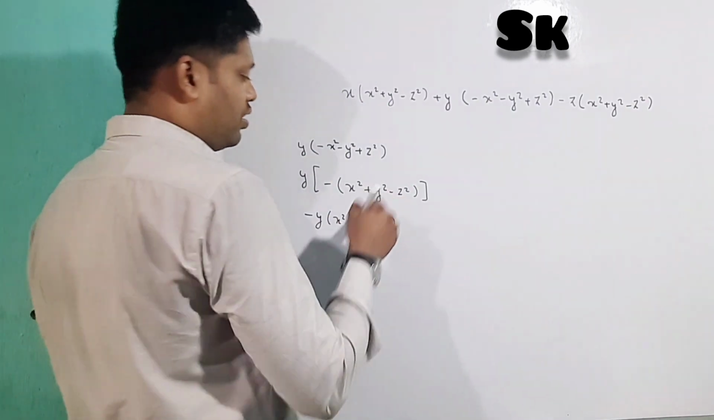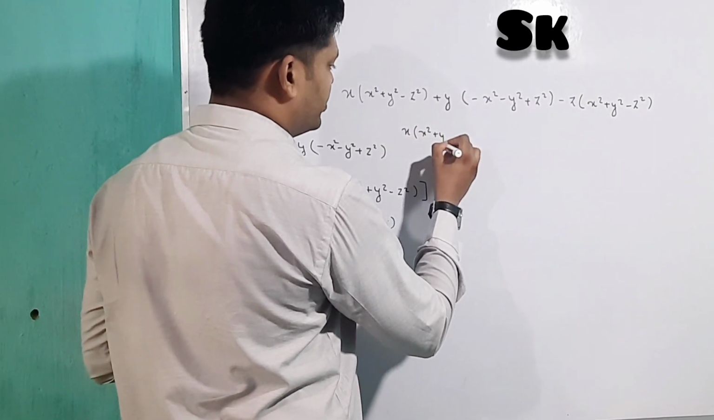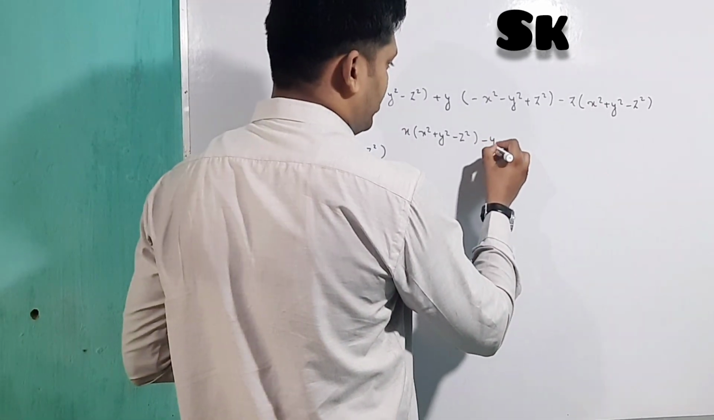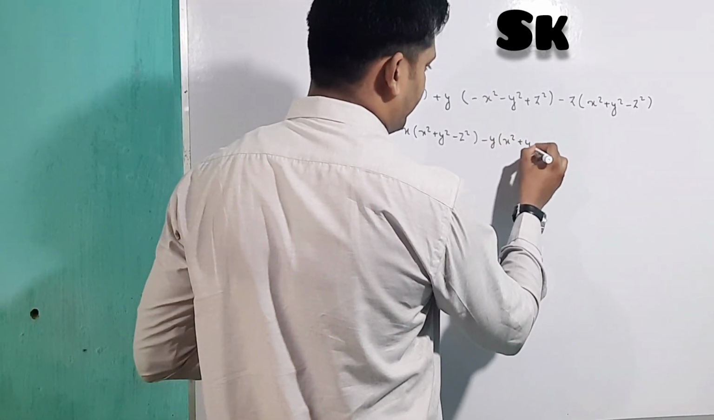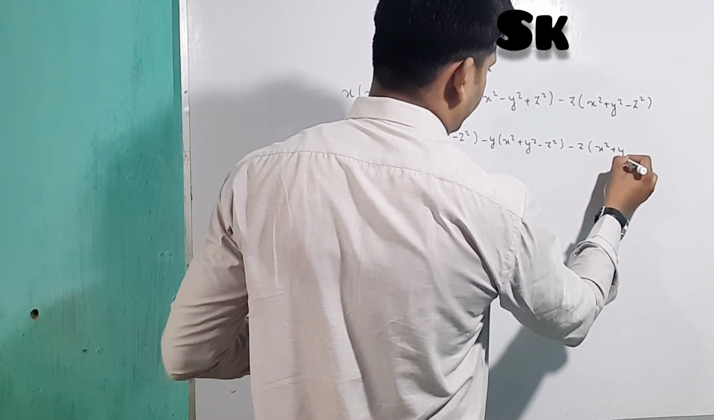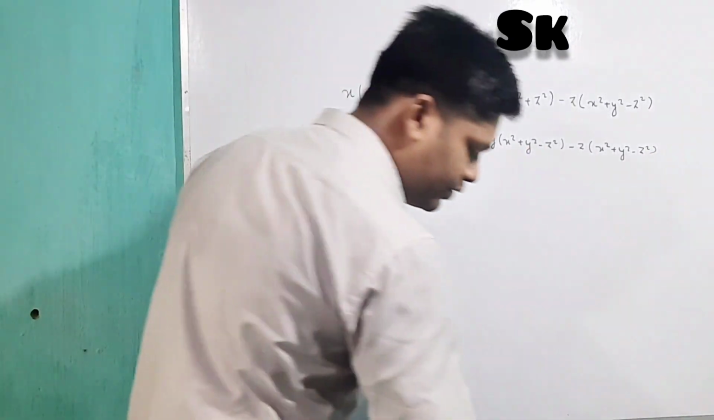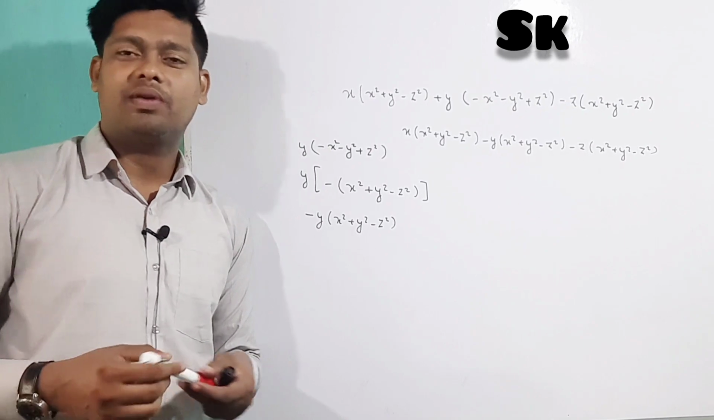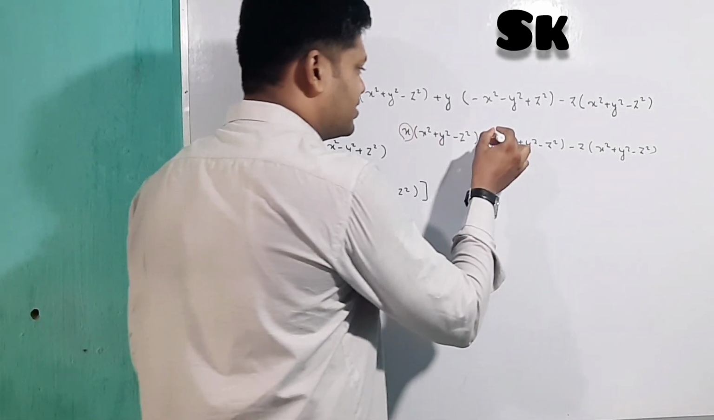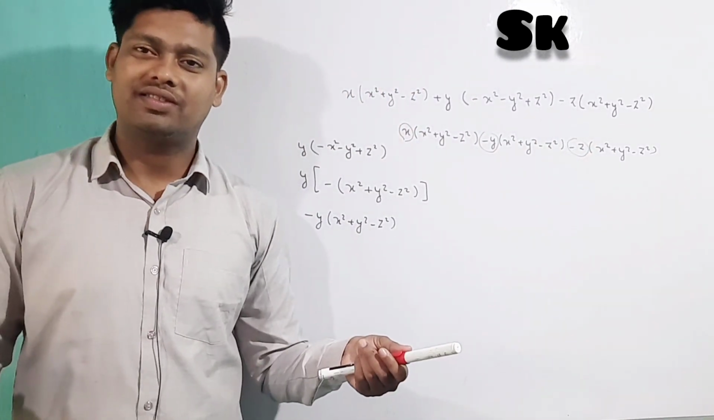Clear? Now the question has changed to this one. Now this is the value: minus y times x square plus y square minus z square, minus z times x square plus y square minus z square. Okay, done. Now everything is same, x square plus y square minus z square is the common. Yes sir. So what is left in this case? This one is left, in this case this one is left, in this case this one is left. You'll do the answer, you'll get your answers. Clear? The next one.